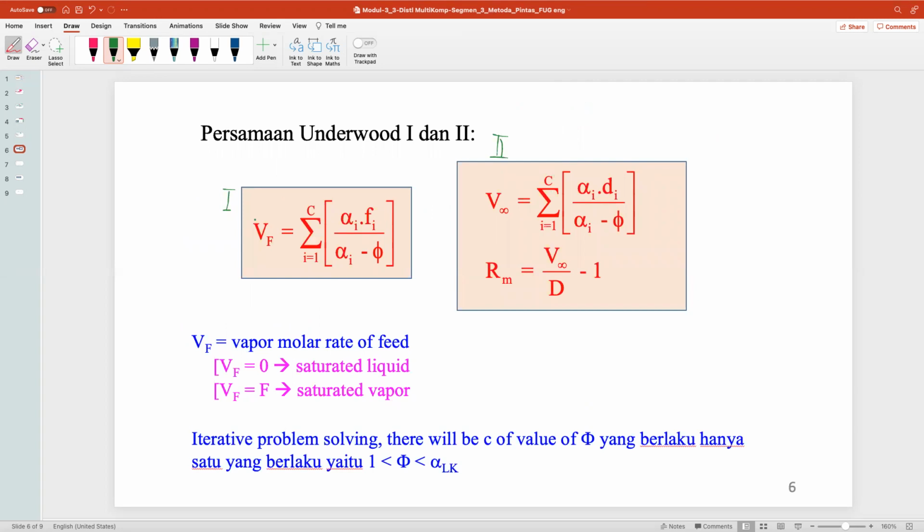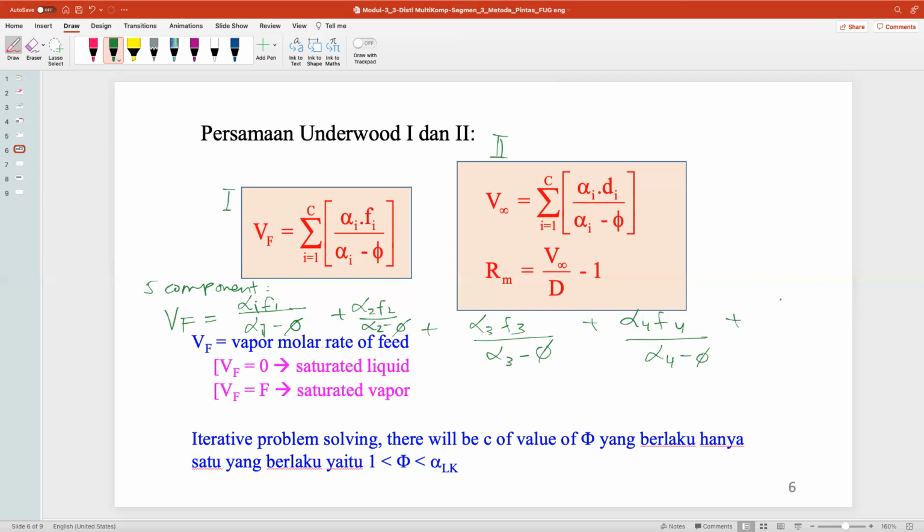So we want to find VF, which is the vapor molar rate of the feed. We calculate it with the sum of alpha I times Fi divided by alpha I minus C. If we have, for example, 5 components, you can imagine it's going to be a very long equation. So VF would be alpha 1 F1 divided by alpha 1 minus C, plus alpha 2 F2 divided by alpha 2 minus C, plus alpha 3 F3 divided by alpha 3 minus C, plus alpha 4 F4 divided by alpha 4 minus C, plus alpha 5 F5 divided by alpha 5 minus C.